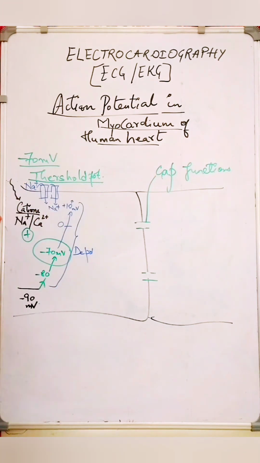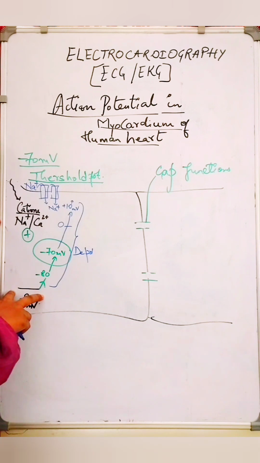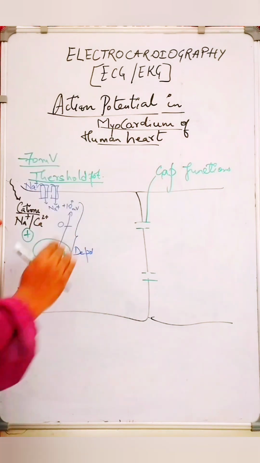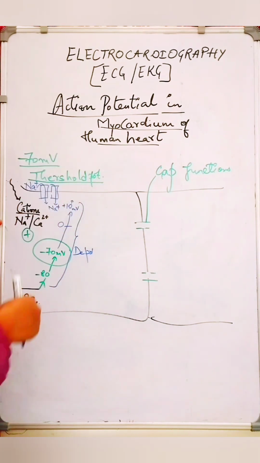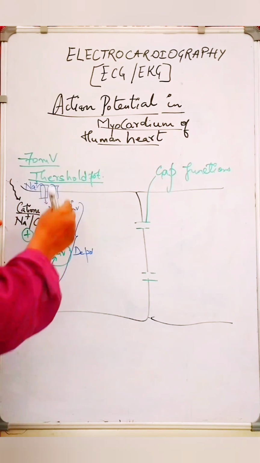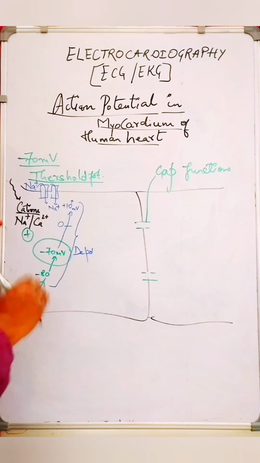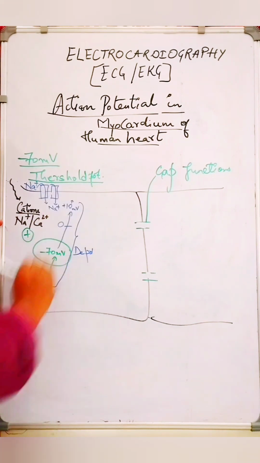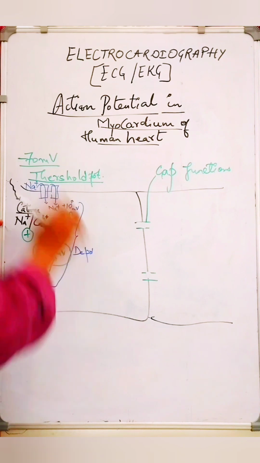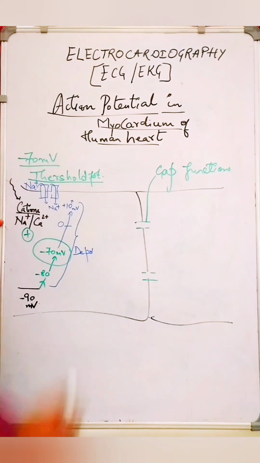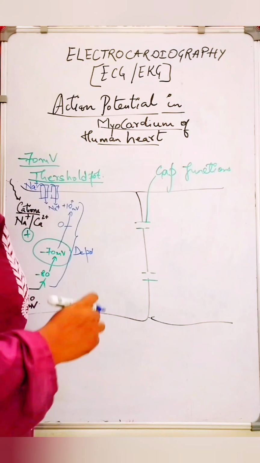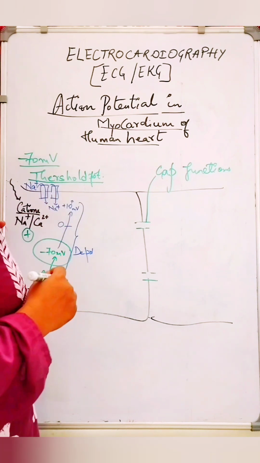This phase is called the depolarization phase because this was the minus polarity, and suddenly the electronegativity is getting lost and taken over by electropositivity. So the movement from electronegativity towards electropositivity is called depolarization.